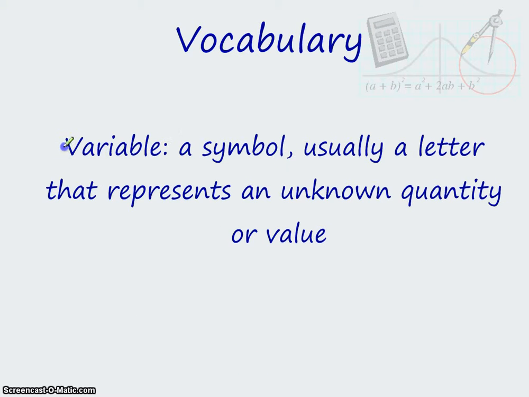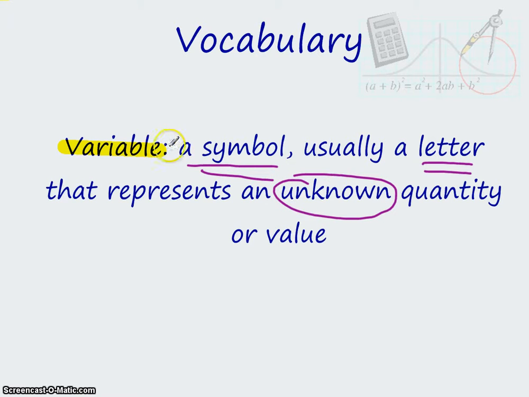So vocabulary, the first thing is variable. Okay, variable is a lot of things. Most often what you see in class is you see it as a letter, but it doesn't have to always be that way. It can be a symbol, it can also be a letter, but what we know about a variable is what it represents. It represents something that we don't know. So if we don't know what a quantity is, we use a variable. Again, it can be a symbol or it can be a letter.